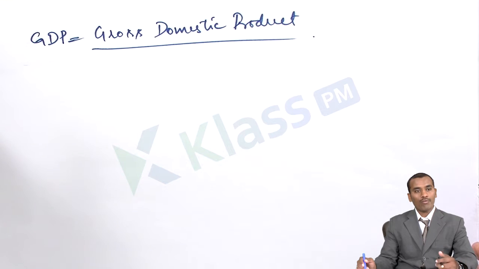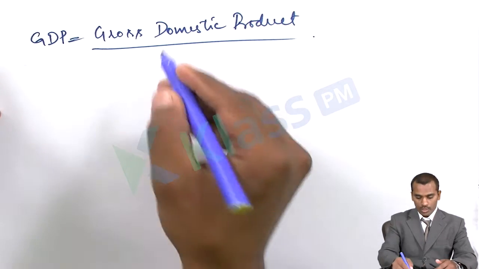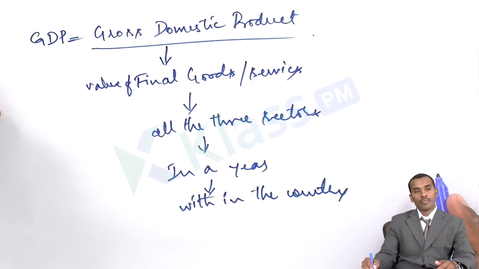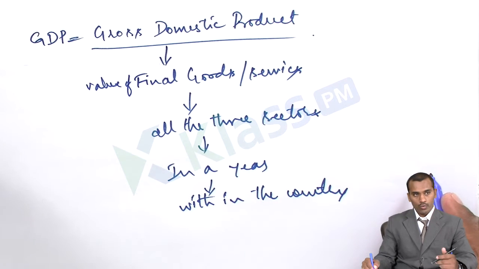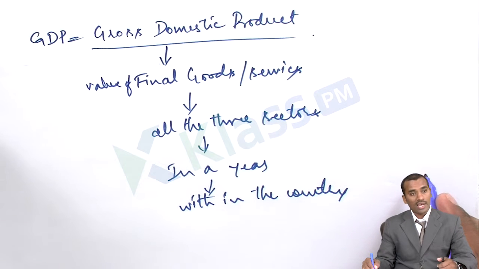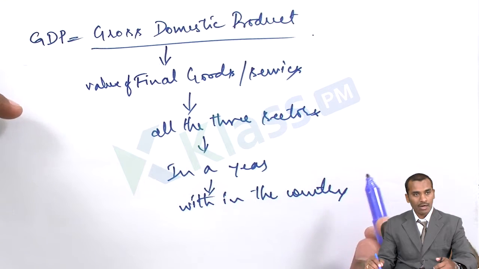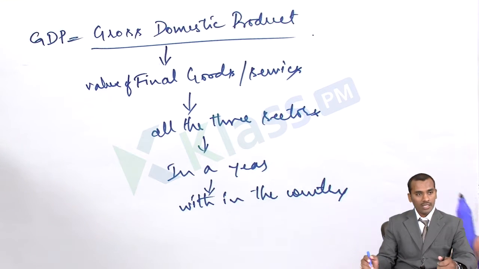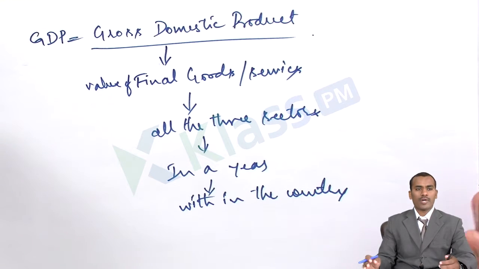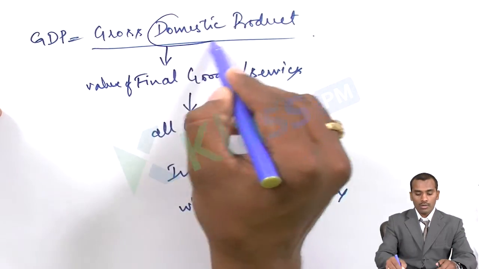GDP is the thing which we calculate through goods and services. How? See, GDP will be calculated in this way: value of final goods and services in all the three sectors in a year within the country. That means, if we take the present situation of our country, we are in 2018.